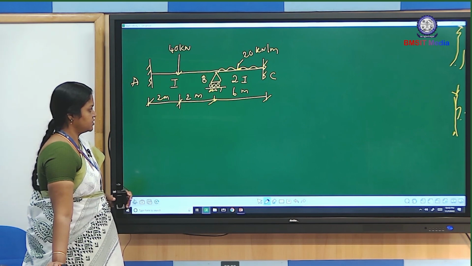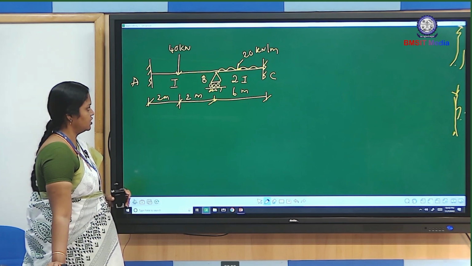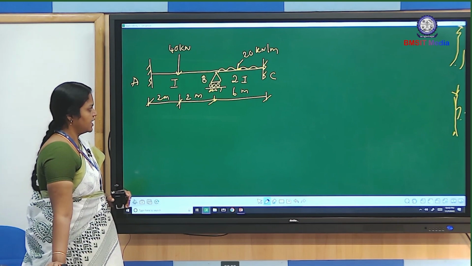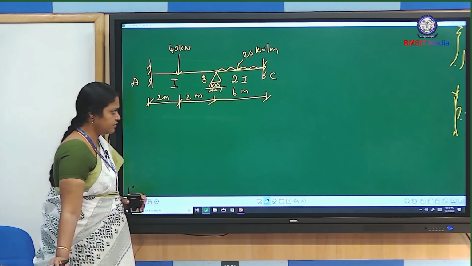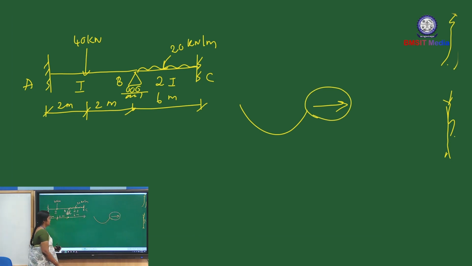So static indeterminacy means the number of support reactions minus the equations of equilibrium, that is the formula. Here, for the beam, we always have to neglect the axial deformation, because compared to the vertical deformation, the axial deformation is very small. Axial deformation is neglected for the beam. So static indeterminacy equals the number of support reactions. How many support reactions are there? We have to calculate that first.